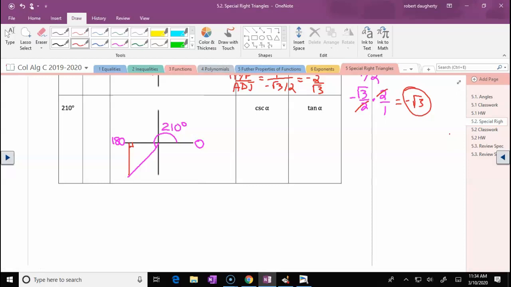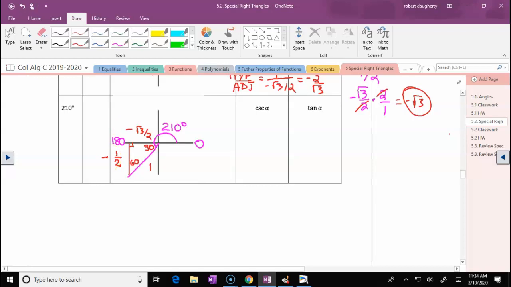Okay, so I went to 180. How much further did I have to go to get to 210? 30. Your answer is always going to be 30, 60, or 45. If that angle is 30, what is the angle down here at the bottom? That's 60. Hypotenuse is 1. So what is this side opposite 30? This side is 1/2. This side is square root of 3 over 2. What are the positive and negative signs on those? They're both negative because I traveled in a negative x direction and a negative y direction.